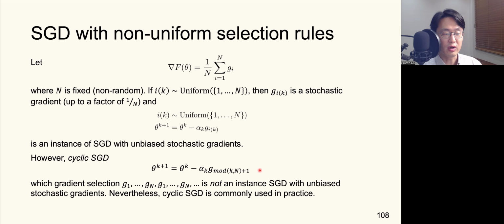However, there's a variant of SGD called cyclic SGD. I'm writing this using the mod operator, which looks a little complicated, but it basically means that the gradients are chosen in a cyclic order. We choose g_1, g_2, g_3 up to g_n, then we go to g_1, g_2, g_3, g_n again, and we repeat until convergence. This is referred to as cyclic SGD. But in a strict sense, this is not an instance of SGD because the gradients we use to perform the updates are not unbiased stochastic gradients. Nevertheless, cyclic SGD is commonly used in practice, and it works pretty well.